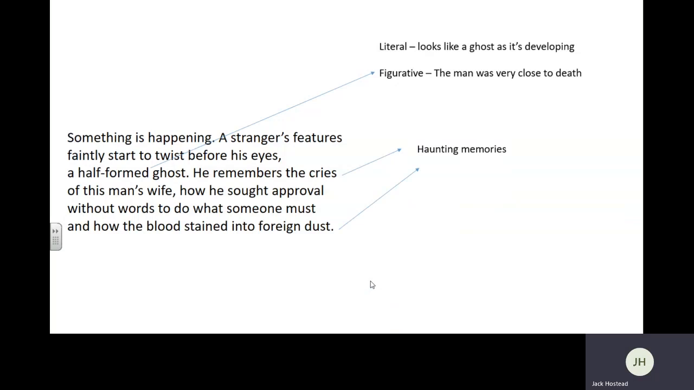"But to the photographer, he remembers the cries of this man's wife, how he sought approval without words to do what someone must, and how the blood stained into foreign dust." So again, you could link this back to the poem in the last lesson, Remains, the haunting memories that this war photographer has had to endure to do his job. The blood stained into foreign dust, that lasting impression of this war. Similar to the line in Remains about the blood shadow that he has to walk over.